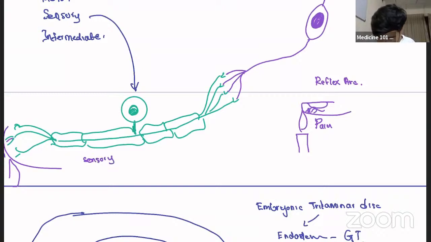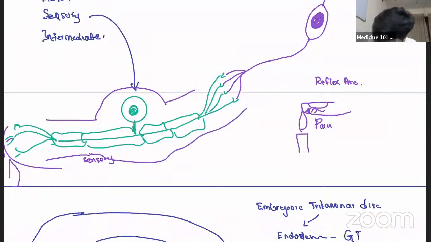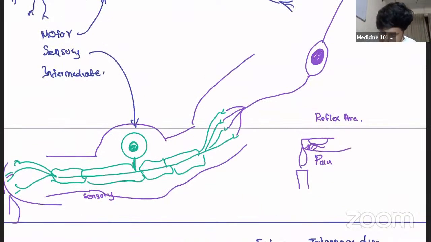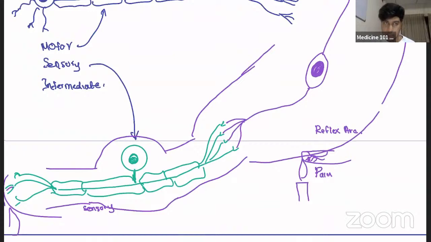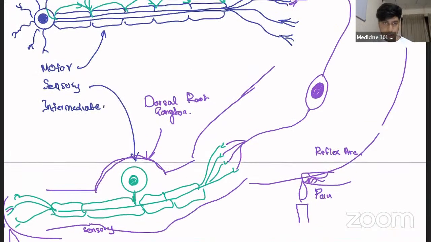It'll transmit the signal to the spinal cord. Don't draw this yet. We will come back to this. Can someone tell me why I drew this enclosure around the sensory neuron's cell body? What is this part called? Ganglion. Dorsal root ganglion. Exactly. Dorsal root ganglion. Okay, so you guys are really good with histology.